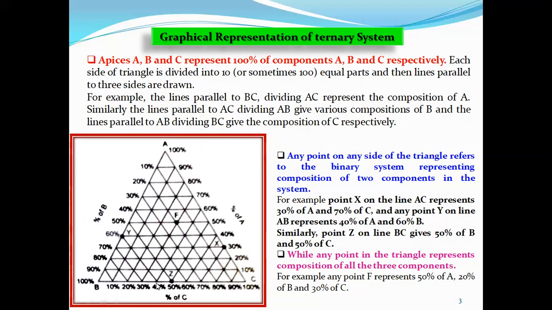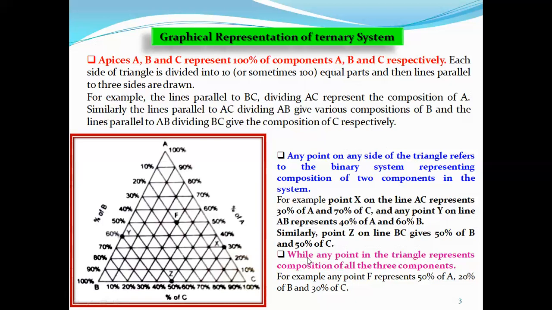Similarly, if we take Z, here Z is 50% of B and 50% of C. Right? 50% of B and 50% of A. Anytime we can also take 50% of A and 50% of C.